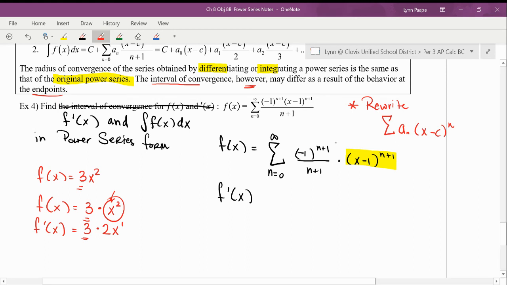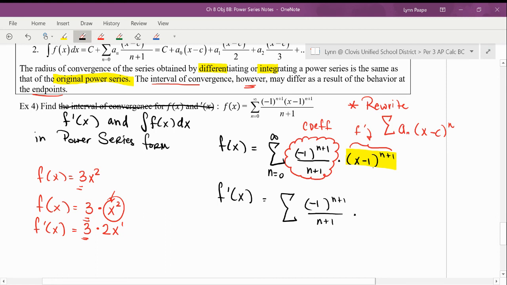And so I have to think of the 3 as just a coefficient, and then this is what I need to find f prime of. So I'm going to find f prime of just the x portion. So the coefficient is going to stay the same, and then I'm going to apply power rule for this piece. So I'm going to bring down the power of n plus 1, keep the x minus 1 the same, right? And then reduce the power by 1. So n plus 1 minus 1 would just be n. And then multiply by the derivative, because of the chain rule, of x minus 1, which is just 1.